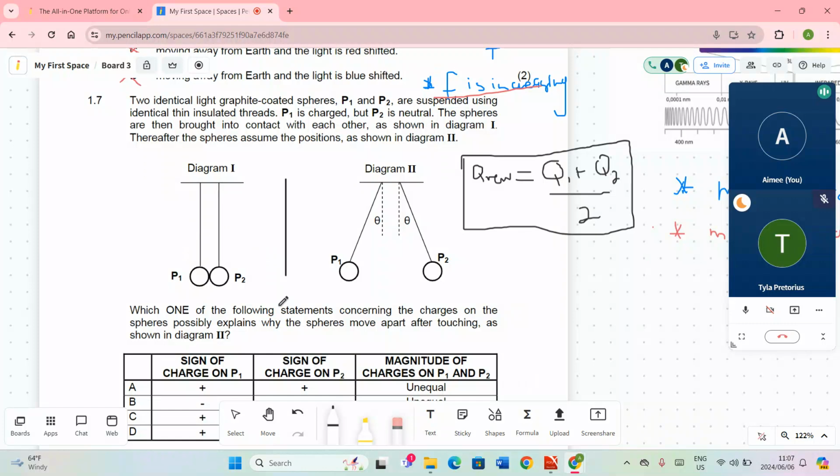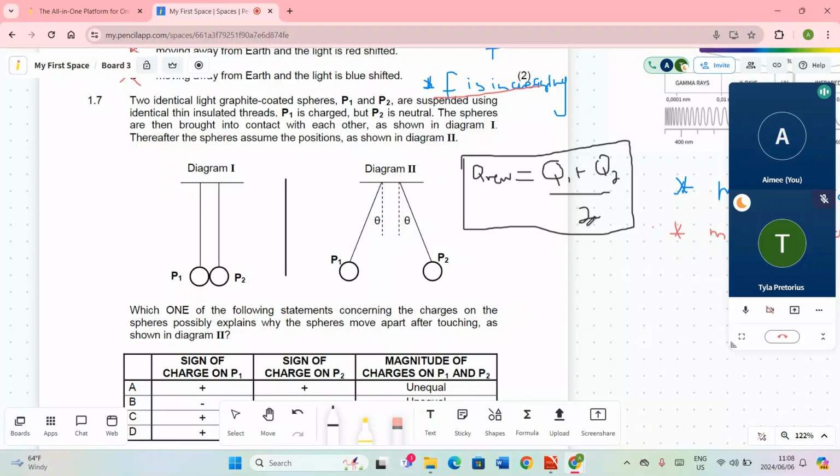And then they ask you, what is the new charge? So they say sphere 1 has a charge of X, sphere 2 has a charge of Y. They come into contact. What is the charge after they've come into contact? So then you say Q new is equal to (X plus Y) divided by 2.